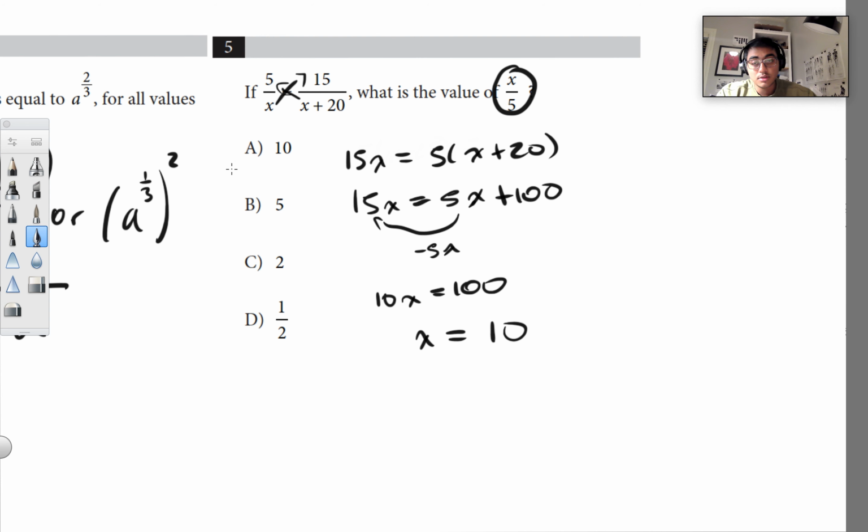So don't fall for the trap of just putting in 10 just because x is equal to 10. We're asked to find what x divided by 5 is. So what's x divided by 5? Well, 10 divided by 5 is equal to 2. So C is the answer.